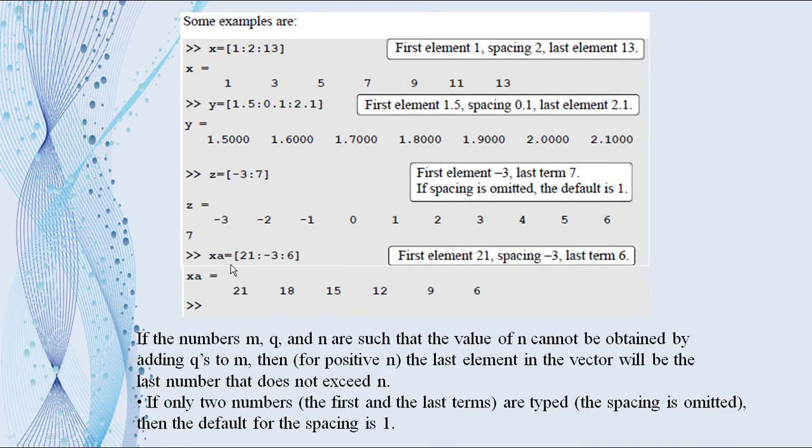xa is equal to the next value. xa is equal to 21 colon minus 3 colon 6. So far we have had increasing examples. We need a decreasing example also. So 21 minus 3 is 18. From this you subtract 3: 15, 12, 9, 6. The last term is 6. The first term is 21. This is how we get a constant spacing.